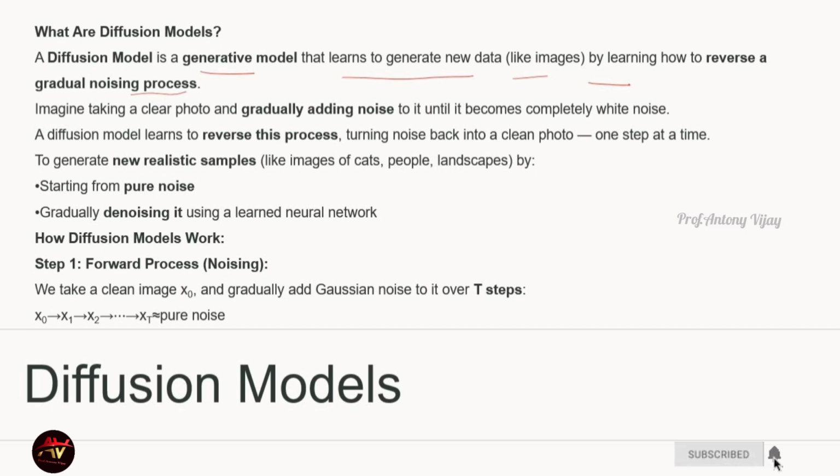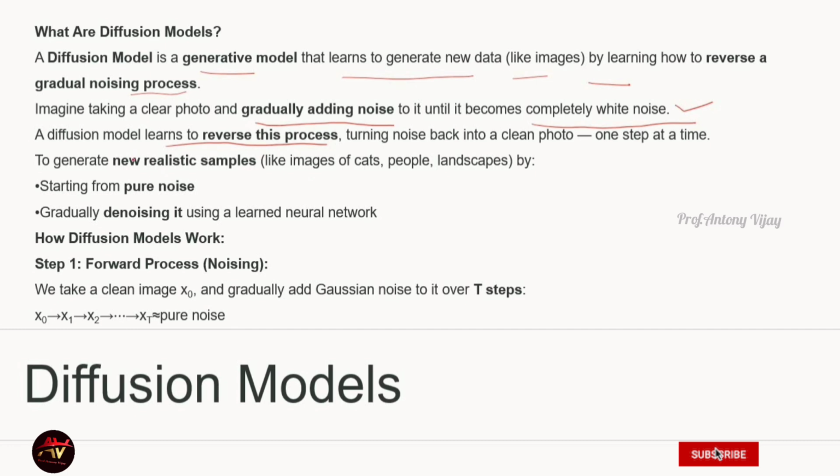Let's see this more clearly. Imagine taking a clear photo and gradually adding some noise. Gradually means step by step we add noise to the image until the image is completely full of white noise. A diffusion model learns to reverse this process. This particular model can do the reverse process to clean the photo one step at a time. So step by step, t minus 1, and so on, at each step it does the denoising. So in this model there are two processes. One is the noising process, the other is the denoising process.